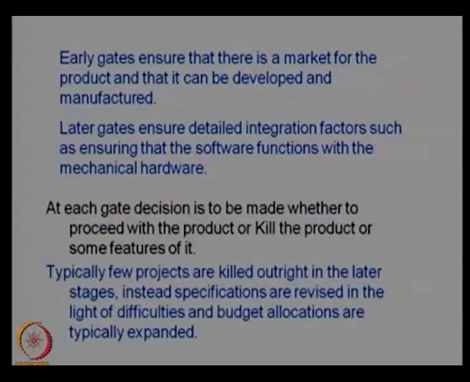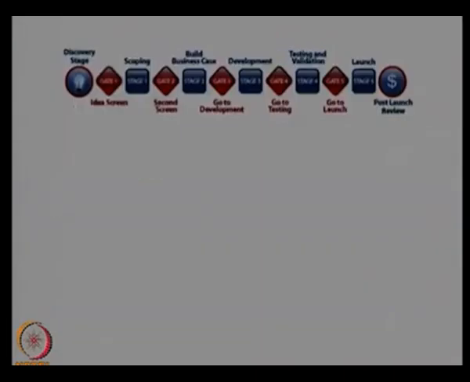At each gate, a decision is made whether to proceed with the product or kill the product or kill some features of the product. So depending on the product and the requirement, a decision will be taken whether to kill the project or to modify the project or change some of the features of the product. As I mentioned, only a few projects are killed outright in the later stages. Instead, specifications are revised in the light of difficulties and budget allocations. Necessary changes are done in the gate analysis.